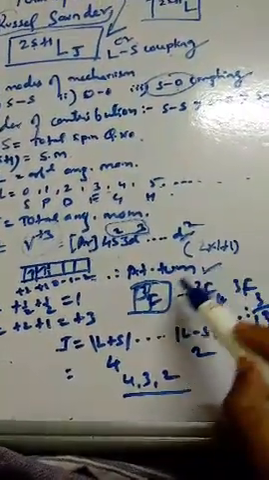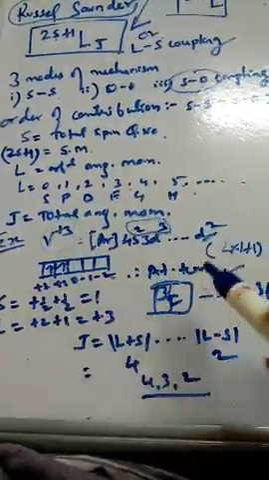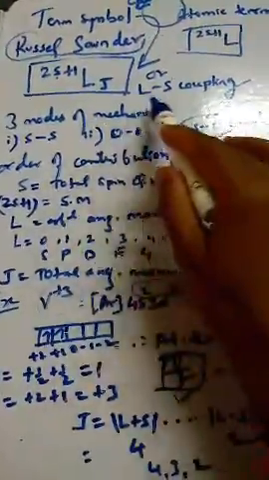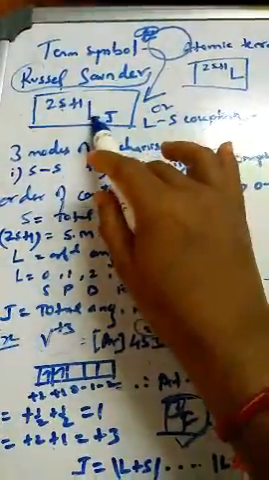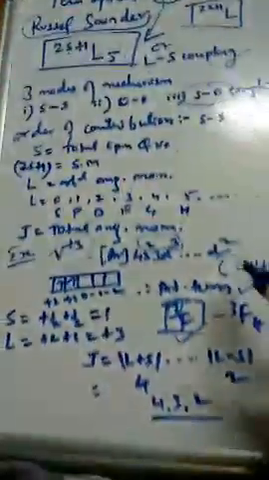Okay, atomic term of which ion? This is the vanadium 3+ ion. So the atomic term is over now. Now how do we find the term symbol? The atomic term is done, simple. Now how to find the term symbol?